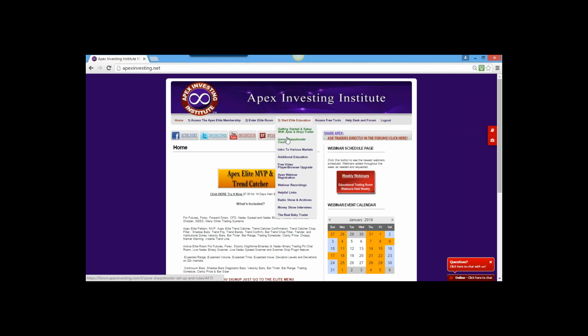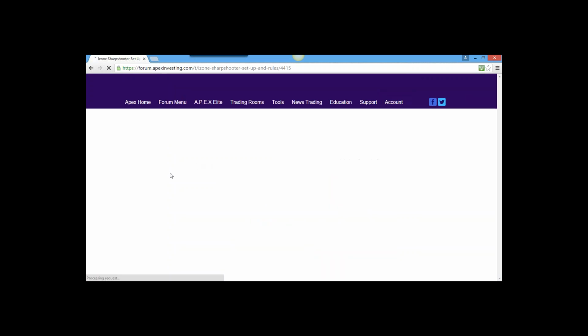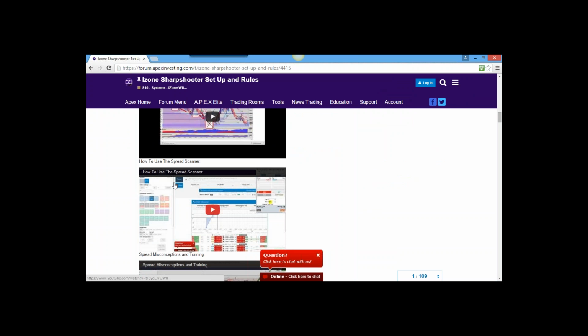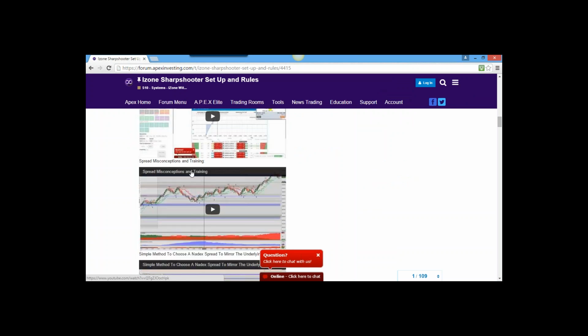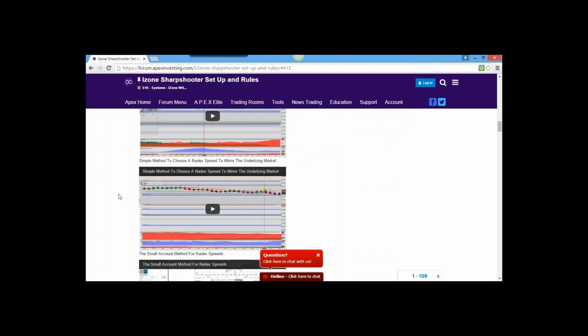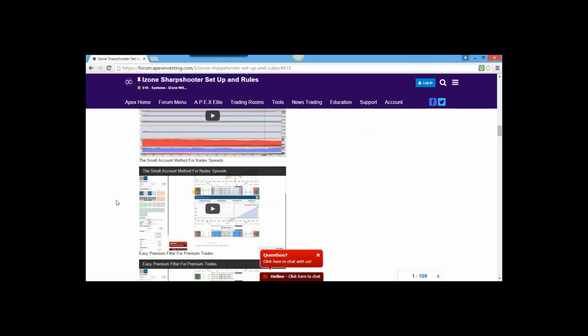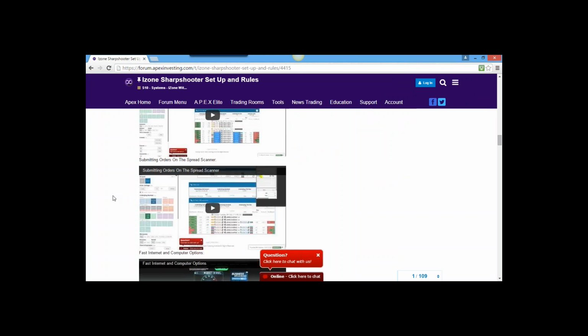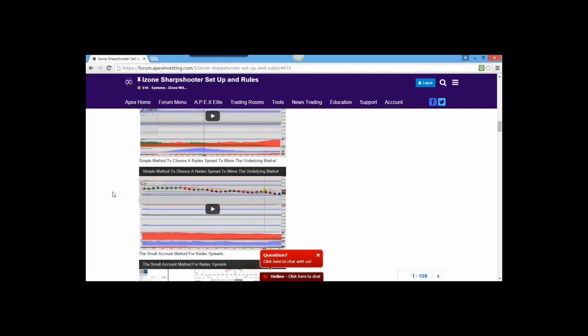Here's a way to trade spreads. Here's how spreads work. What's the easiest way to do them? It's even titled that right there. If you're trading spreads, how to use a spread scanner. Boom. Spreads, misconception, and training. Boom. You know what to trade. Simple method to choose a Nadex spread. Boom. Well, I have a really small account. Small account method to trade Nadex spreads with iZone sharpshooter. It's all right here. Well, how do I submit my order scanner? It's right there. You don't need to go all over the site watching 10 million different things. Everything you need is right there.